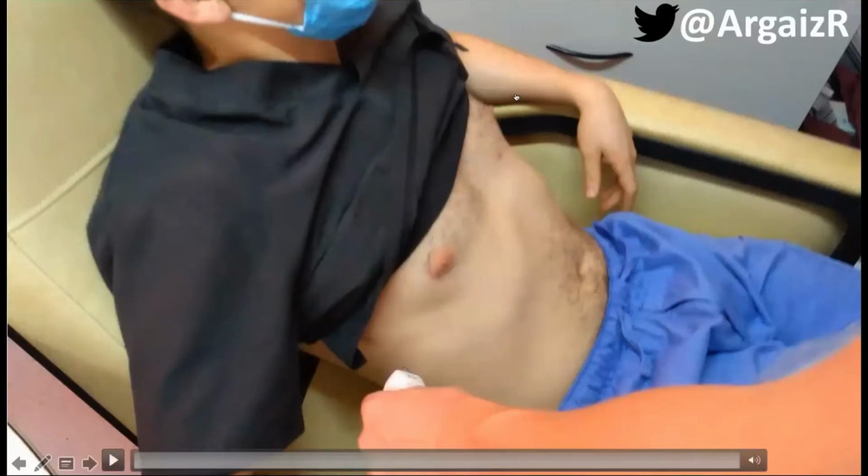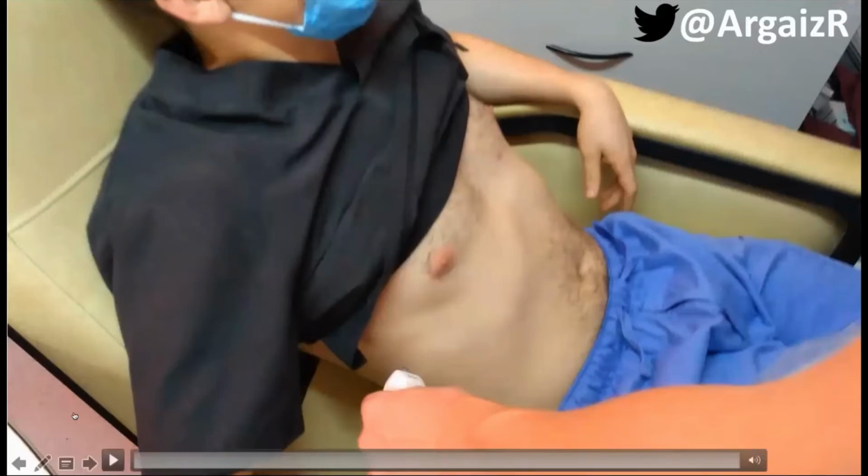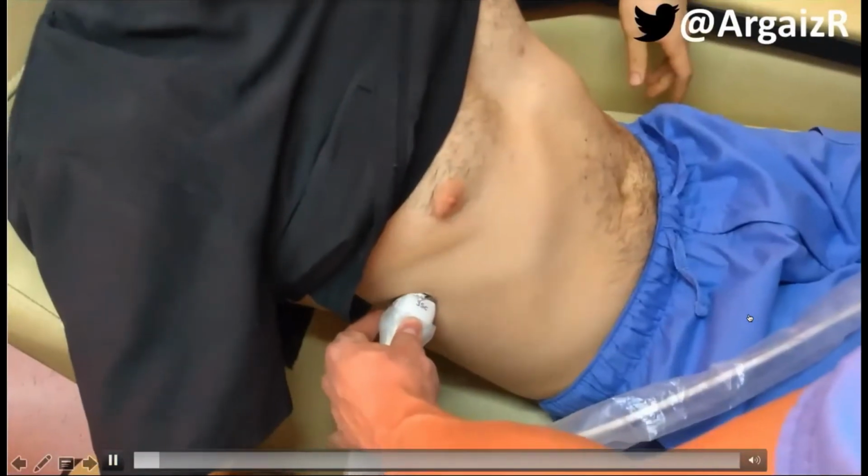And so how to perform this exam? For the hepatic and portal vein, you can use either the phased array probe or the curvilinear probe, and you can set your ultrasound machine to the abdominal settings, and you place this probe on the mid-axillary line. Here you will reveal the liver.